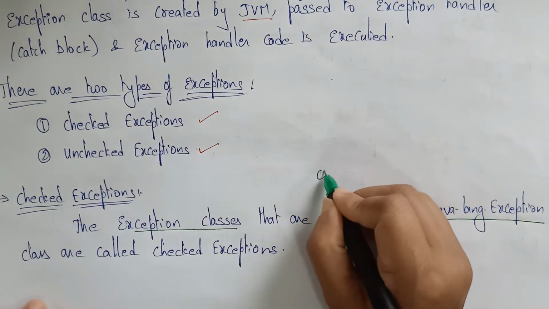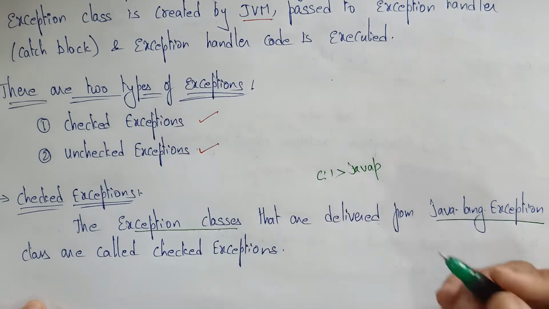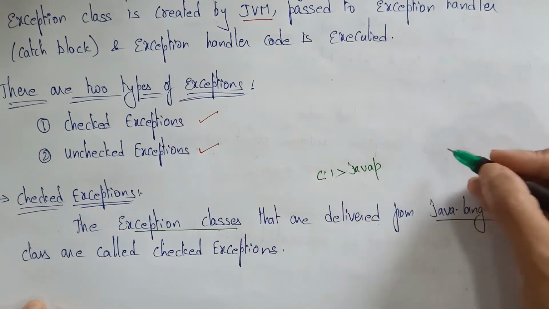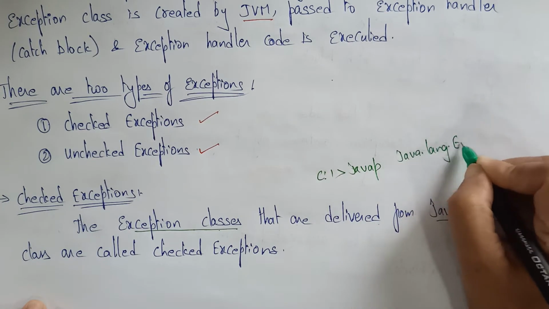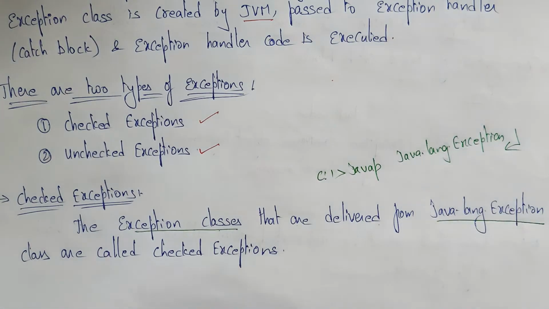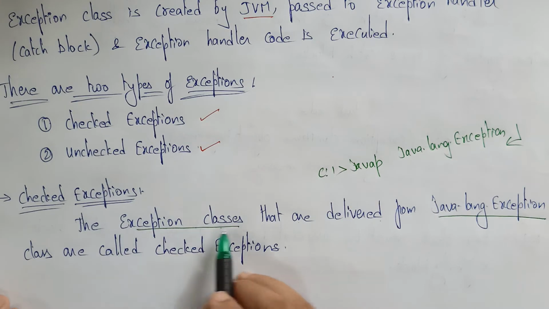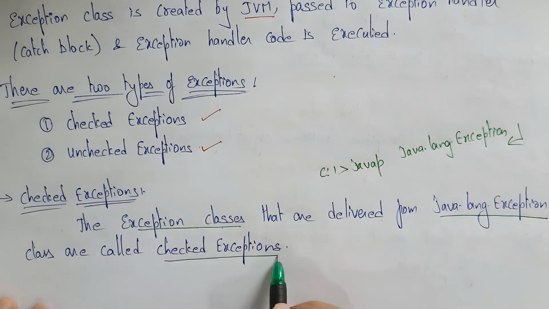In the command prompt, if you type javap, it is a tool which shows the profile of a class. Type javap space java.lang.Exception and press enter. Then you can see the different class names and methods, everything displayed there. Based on your requirement, you can access those method syntaxes. So the exception classes that are derived from the java.lang.Exception class are called checked exceptions.